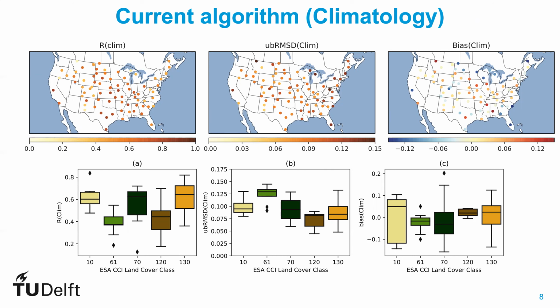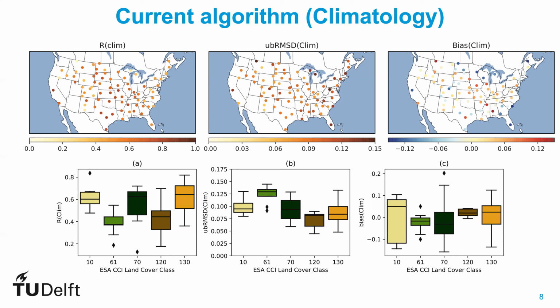The bottom row shows the performance metrics binned by land cover type. The best performance was in grasslands, class 130, where R was generally higher than 0.5. The unbiased root mean square difference was among the lowest values observed, and the bias was close to 0. Similar good performance was observed in croplands in terms of R and unbiased root mean square difference, but there was a wide range of bias values.